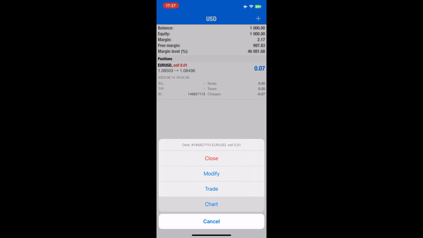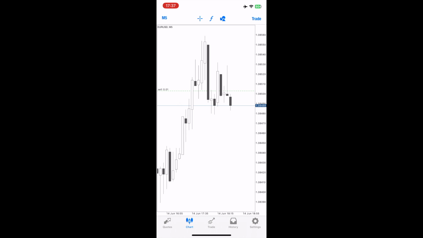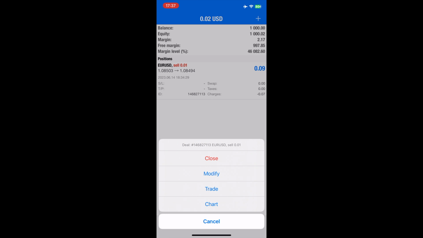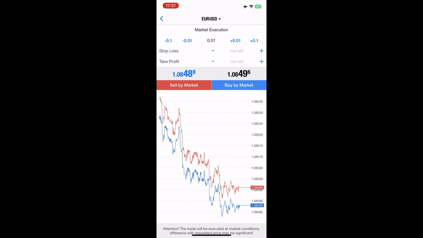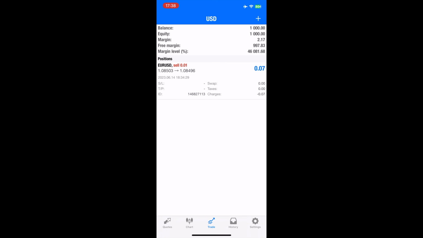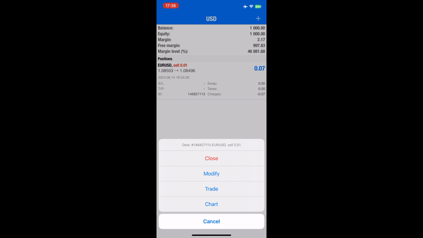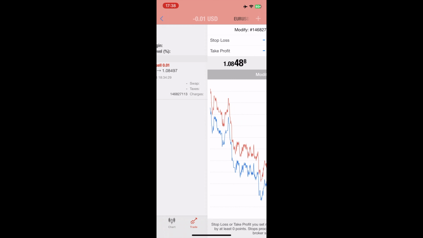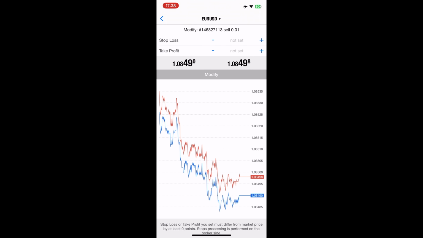So if I click on the chart, it's going to take me to the chart. If I come again, double like long press it and click on trade, that means I want to get in again. It's going to bring me here. If I long click on it and come to modify, I can modify this trade by placing my stop loss and take profit.